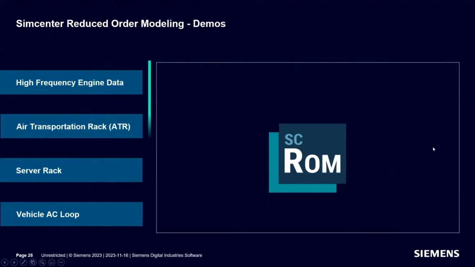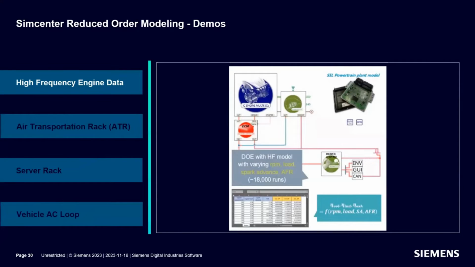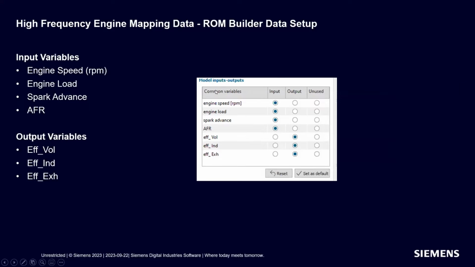So the exact same workflow happened. I did similar workflows with other colleagues and other customers, and had different data that I could use. The first one used high frequency data. It was engine data. We were trying to get engine mapping. So you go through that same process, right? You're defining what your inputs and outputs are going to be.